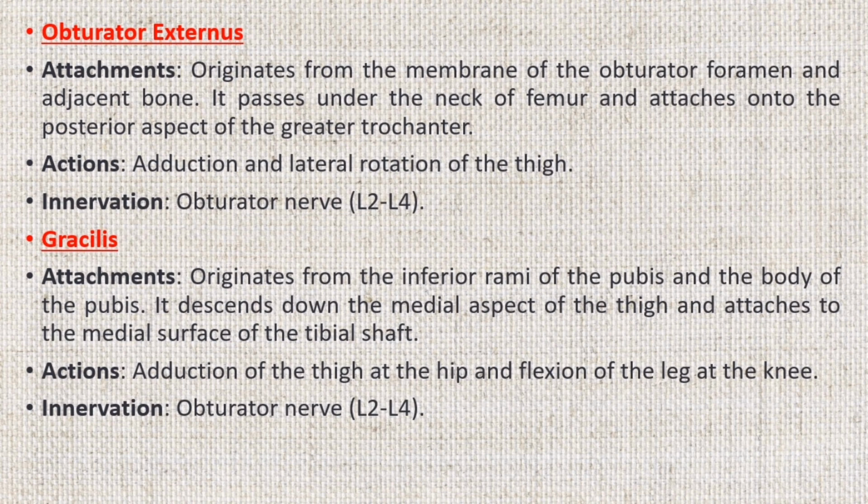Gracilis. The gracilis is the most superficial and medial of the muscles in this compartment. It crosses at both the hip and knee joints. Attachments. Originates from the inferior rami of the pubis and the body of the pubis. It descends down the medial aspect of the thigh and attaches to the medial surface of the tibial shaft. Actions. Adduction of the thigh at the hip and flexion of the leg at the knee. Innervation. Obturator nerve L2 to L4.